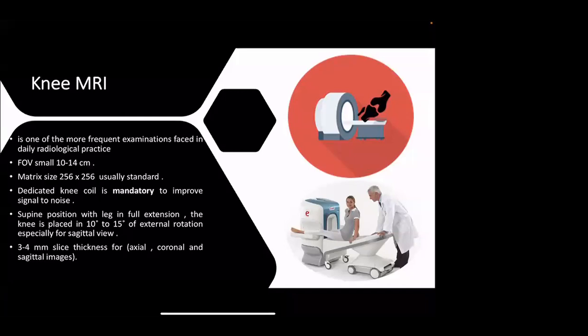Knee MRI is one of the more frequent examinations faced in daily radiological practice. The field of view is small, 10 to 14 cm. Dedicated knee coil is mandatory to improve signal to noise. Supine position with leg in full extension. The knee is placed in 10 to 15 degrees of external rotation, especially for sagittal view. 3 to 4 millimeter slice thickness for axial, coronal, and sagittal images.